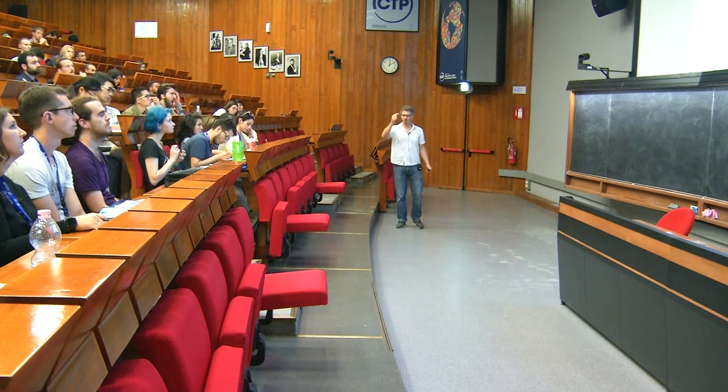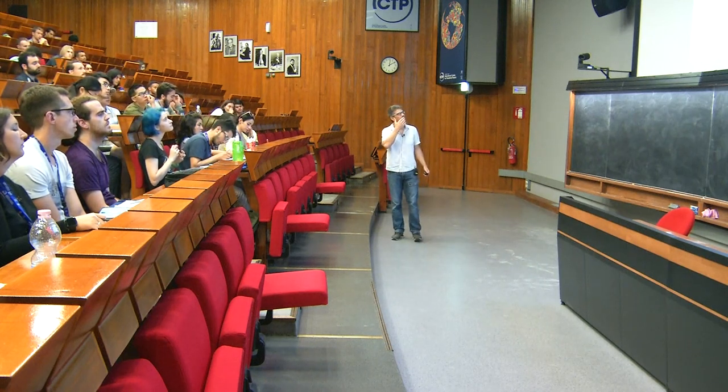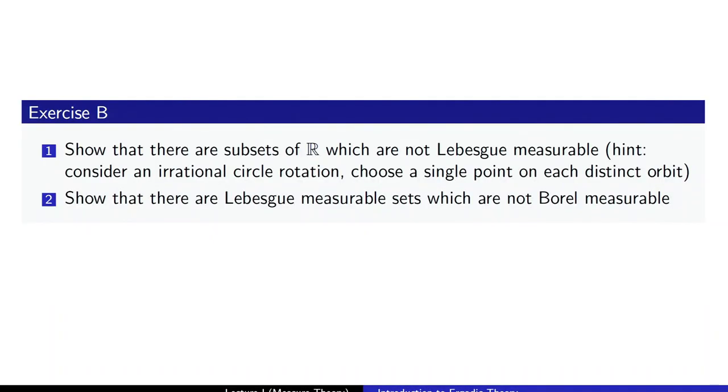Number two of the second exercise: show that there are Lebesgue measurable sets which are not Borel measurable. Because why not? Whilst we're at it, let's play with it and do everything. Do we want a hint? No hint? We could.